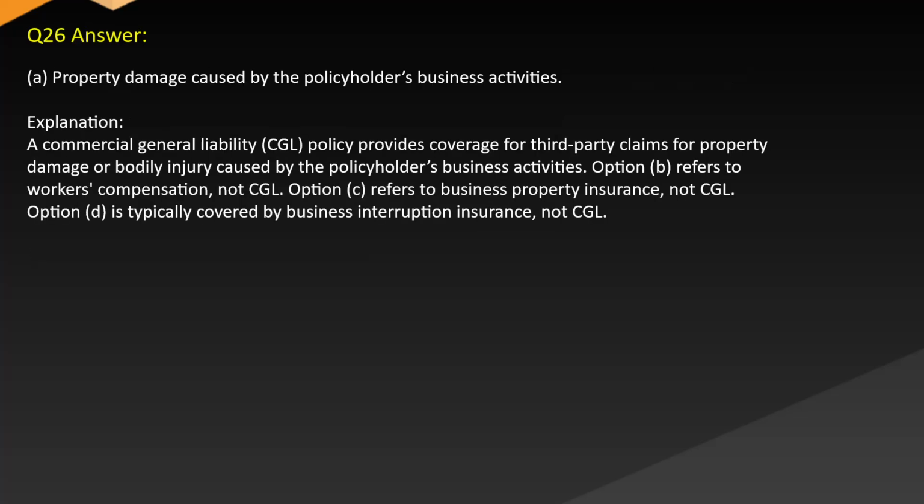Answer: A. Property damage caused by the policyholder's business activities. Explanation: a commercial general liability (CGL) policy provides coverage for third-party claims for property damage or bodily injury caused by the policyholder's business activities. Option B refers to workers' compensation, not CGL. Option C refers to business property insurance, not CGL. Option D is typically covered by business interruption insurance, not CGL.